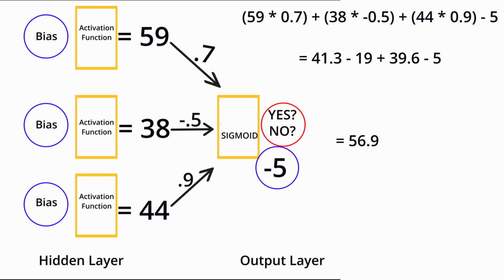That's a pretty big number, but we need to convert it into a clean yes or no. To do that, we use the Sigmoid function. It squashes any number into a value between 0 and 1. Basically a probability. A value of 56.9 gets squashed to almost 1, meaning the model predicts yes with near certainty. And since Alex's correct label was yes, the model got it right this time.